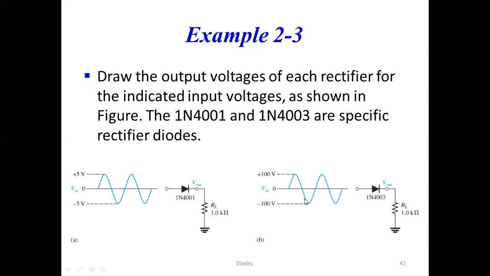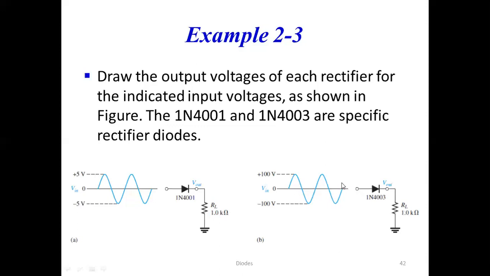Now consider the second circuit. It is the same circuit, only the input signal has amplitude plus minus 100 volt. During the positive half cycle, your diode will conduct, current will flow in this direction and you will get a voltage drop across this resistor. During the negative half cycle, your diode will be reverse biased. It will behave like an open switch and no current will flow through this circuit, so the voltage across the resistor will be zero.